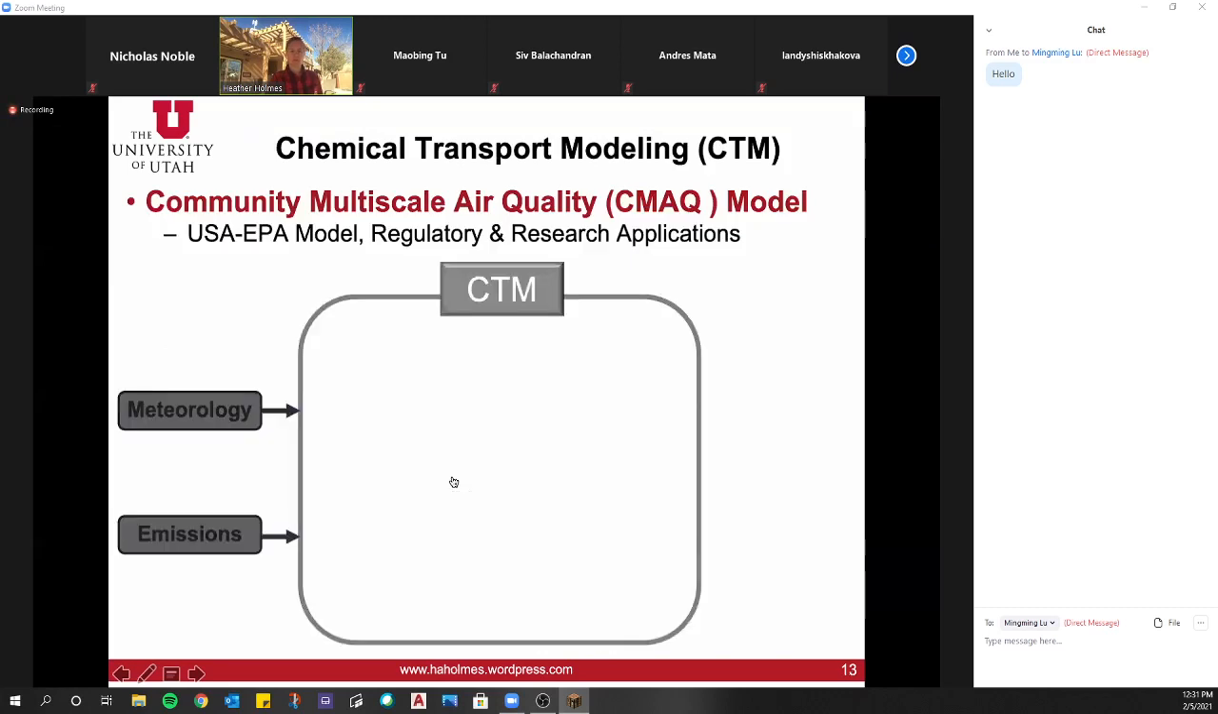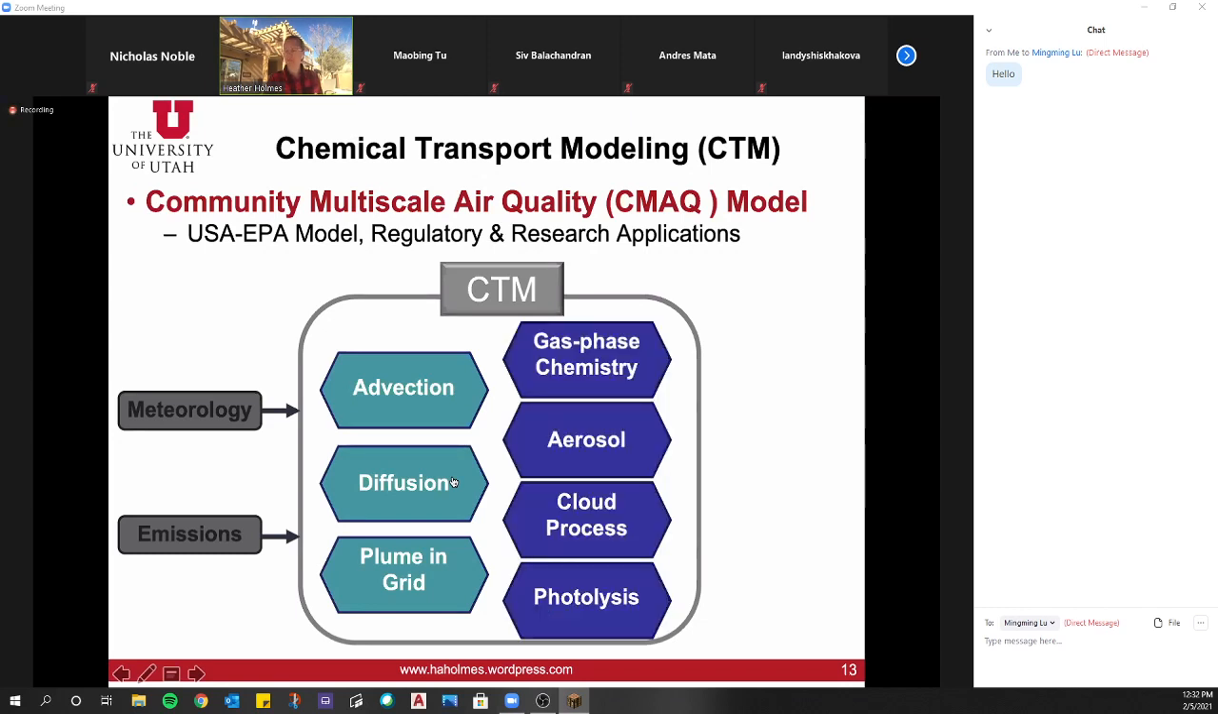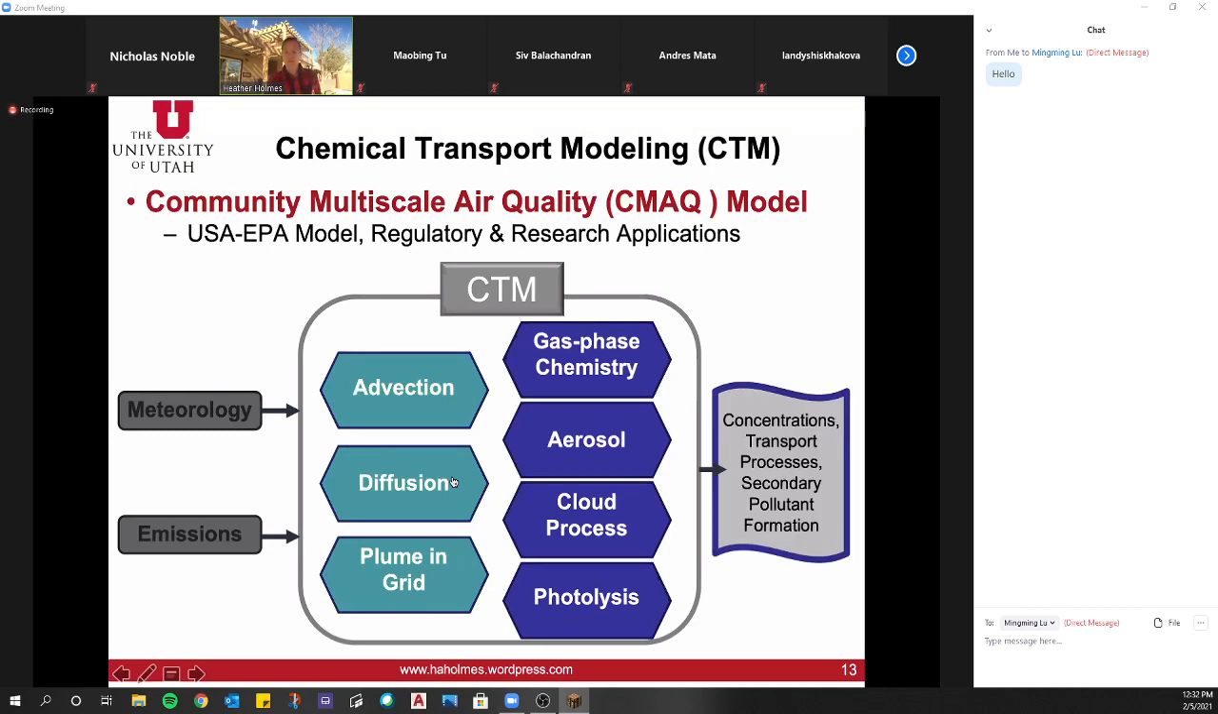Then we use both the meteorology and the emissions in our chemical transport model. I use the CMAQ model. This is maintained by the EPA. It's updated about every 3 years. This model is a really great tool because it models all of the physical processes that are happening that would impact air pollution in the atmosphere and all of the chemistry. So this would be, for example, your gas phase emissions turning into particles because of the photochemistry in the atmosphere. This gives us concentrations, transport processes, and secondary pollutant formation everywhere in our domain.